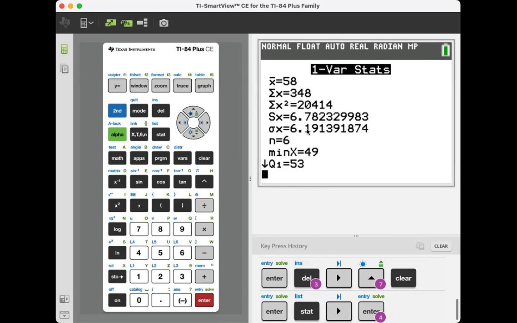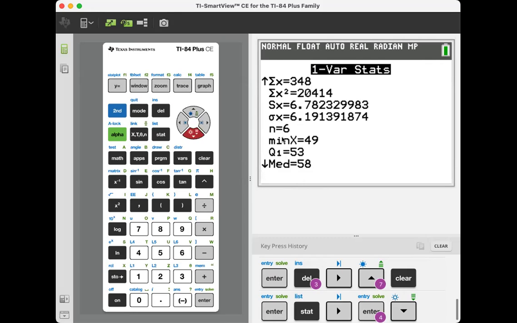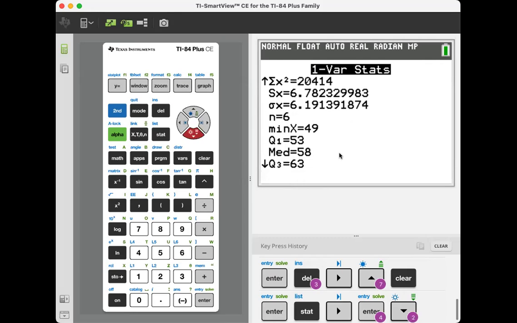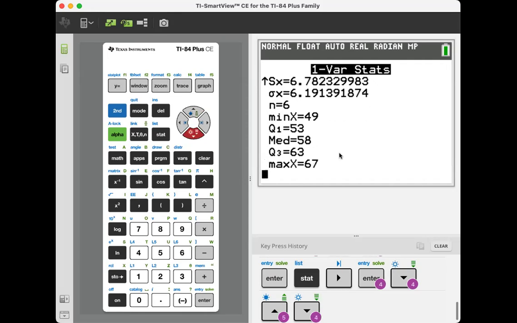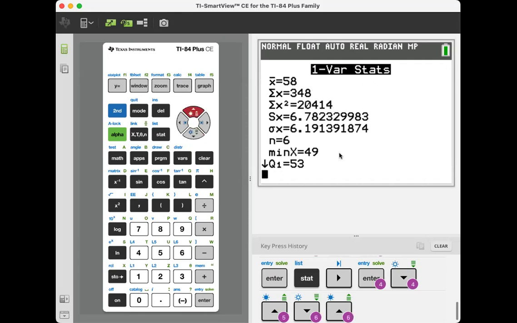Yeah, it is. If we hit the down arrow, you can see there are 6 numbers in this set. The minimum is 49. Q1 is 53. The median is 58. Q3 is 63. And the max is 67. Those are all of the numbers that we would need in order to draw a box plot. So arrows, you can move through all of them. These are all the one variable stats for the data set that we entered. Good. We're going to do one more together, and then you're going to try one on your own.